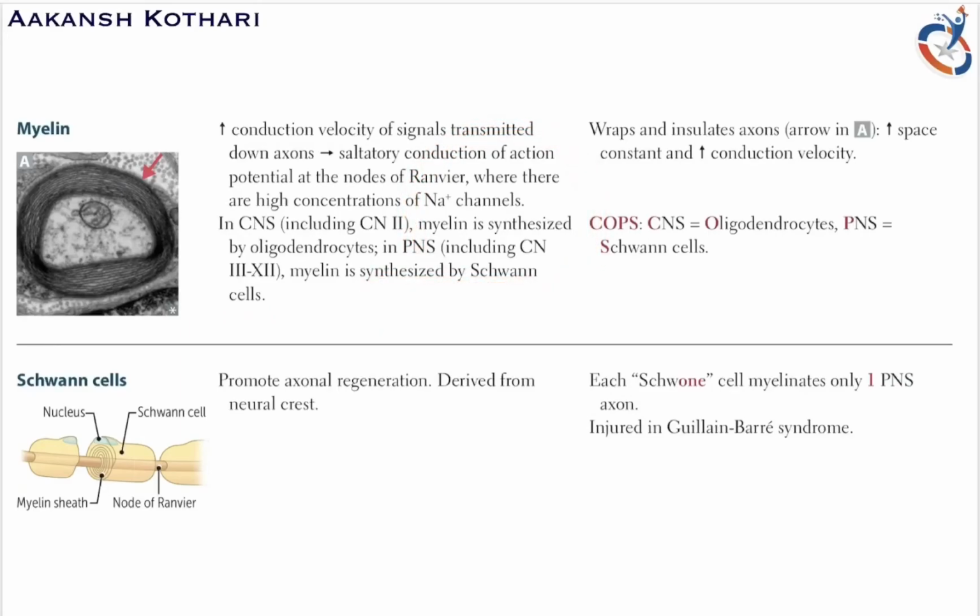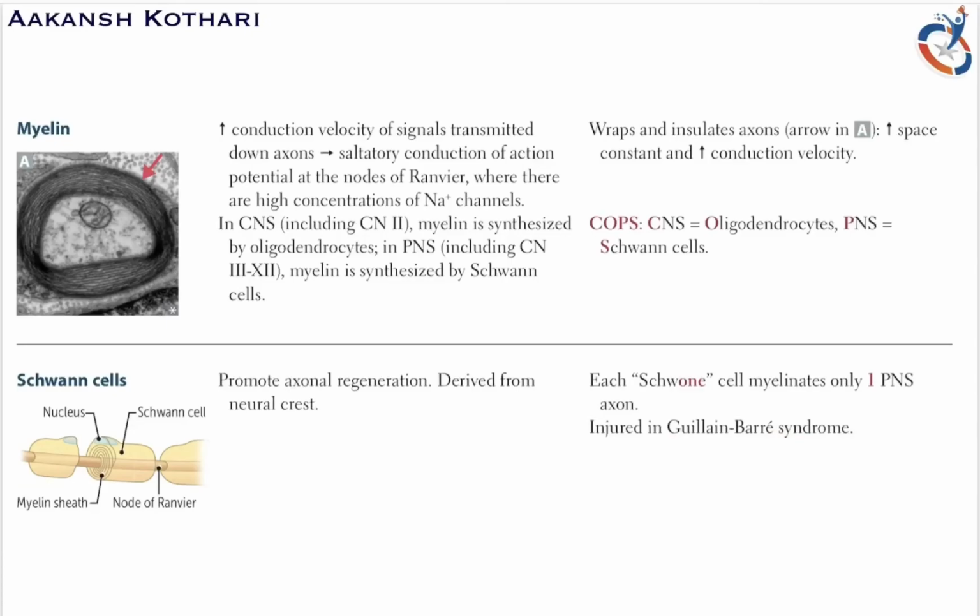The myelin usually wraps and insulates the axon and hence increases the space constant and conduction velocity. Okay, so remember that it increases the space constant and increases the conduction velocity. Whereas the Schwann cells that produce the myelin sheath of the peripheral nervous system, these promote axonal regeneration. Okay, so these are the major aspects for axonal regeneration, and Schwann cells are the major injured parts of the nervous system in Guillain-Barré syndrome.